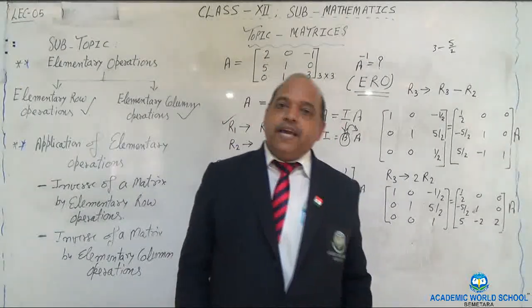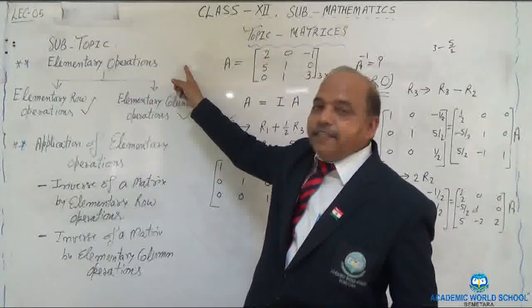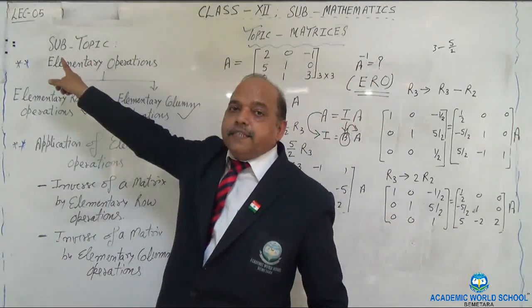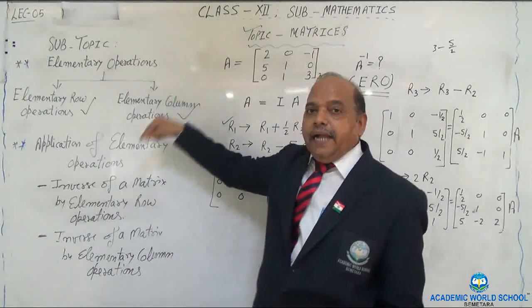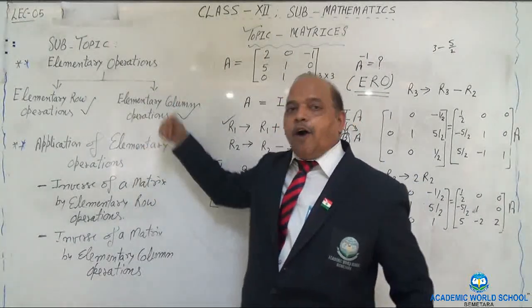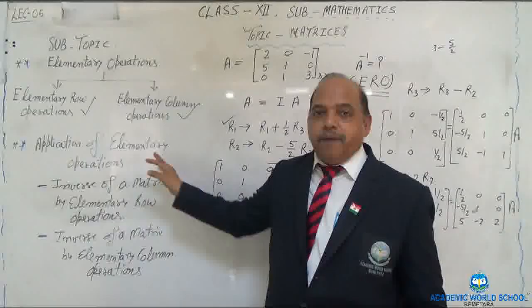So now today what we have learned? We have learned elementary operations. In elementary operations I explained to you row elementary operations and column elementary operations, and then how to find out the inverse of a matrix using these operations.